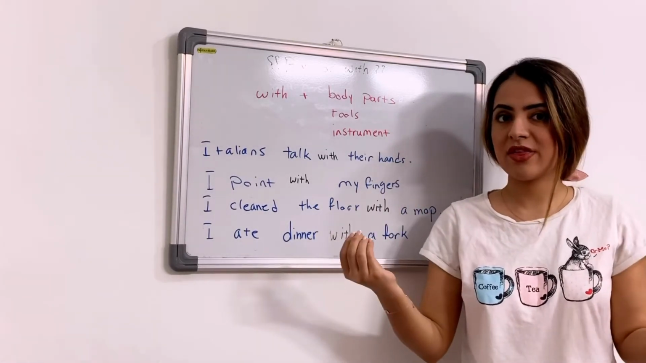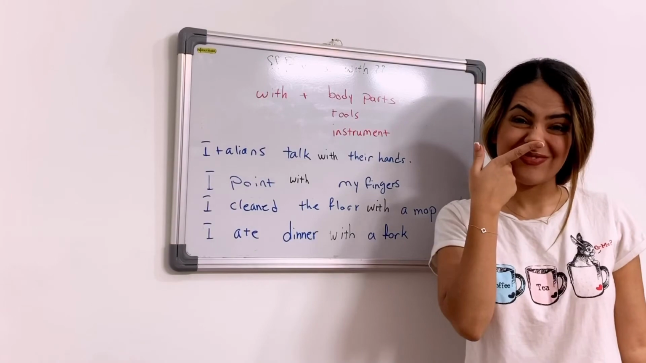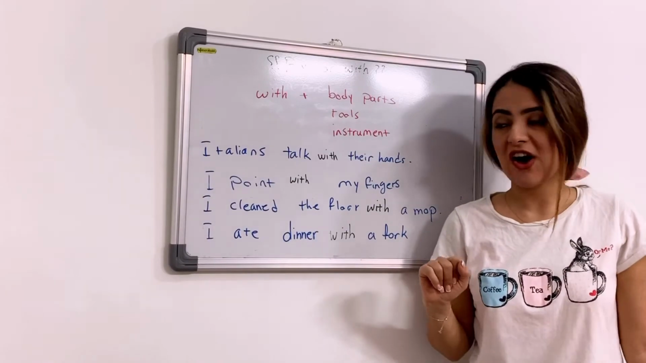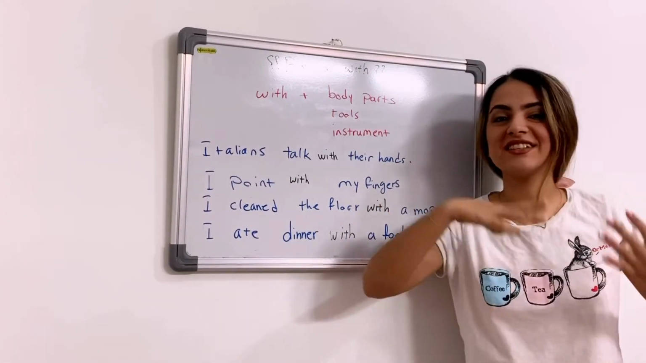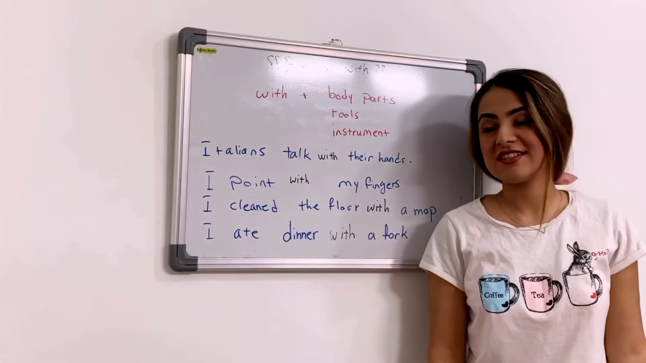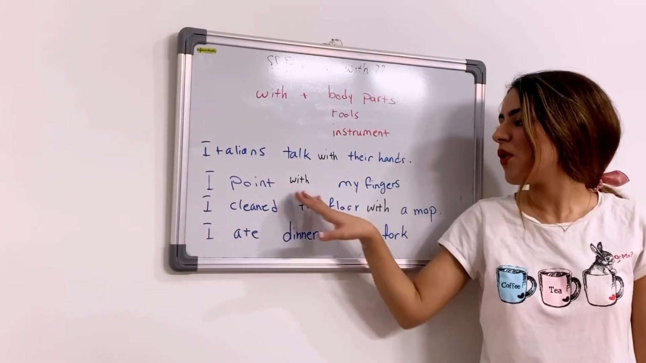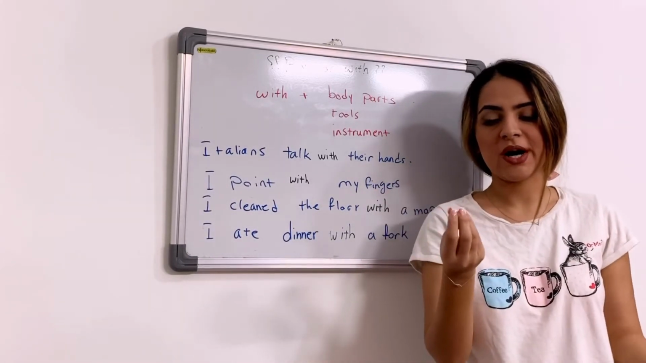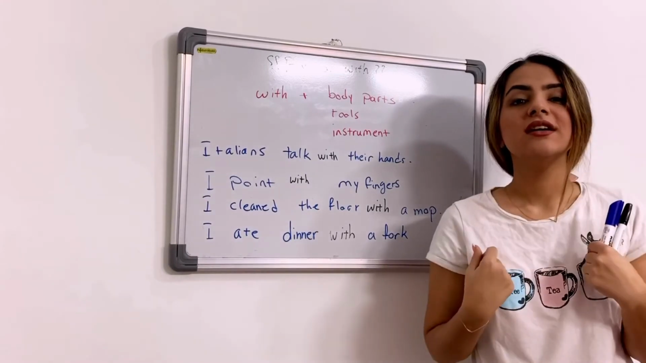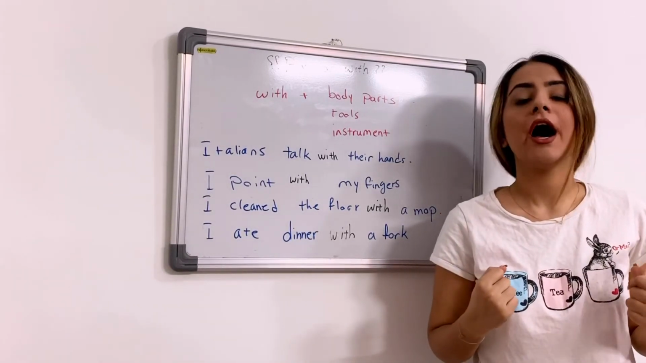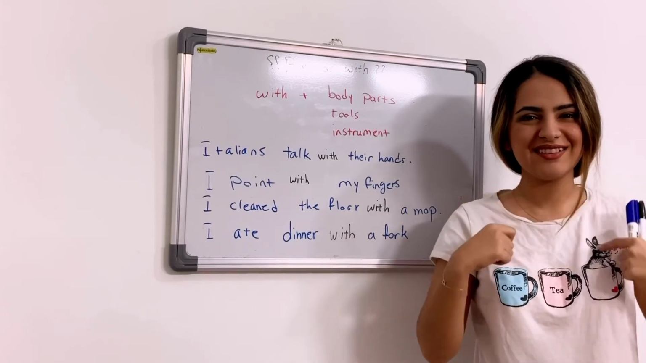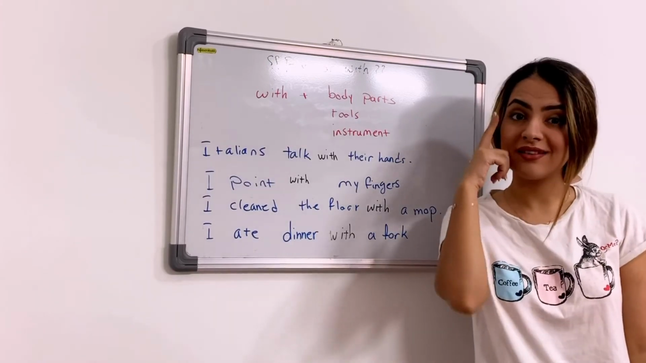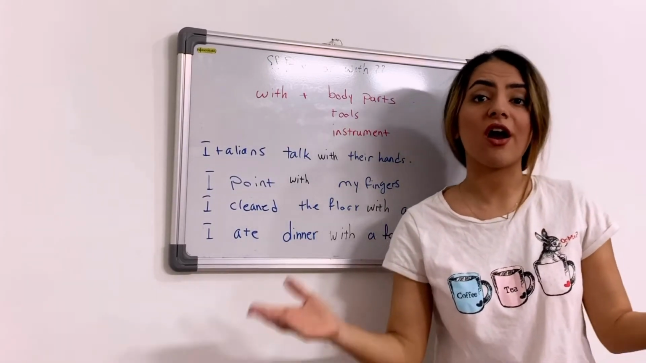We use with. I smell with my nose. I touch things with my fingers. Italians talk with their hands. It means they use their hands a lot, okay? Or, for example, I point with my fingers. So whenever you want to use your body parts, remember to use with. I chew with my teeth. I swallow with my throat. I think with my brain. All of these are body parts.